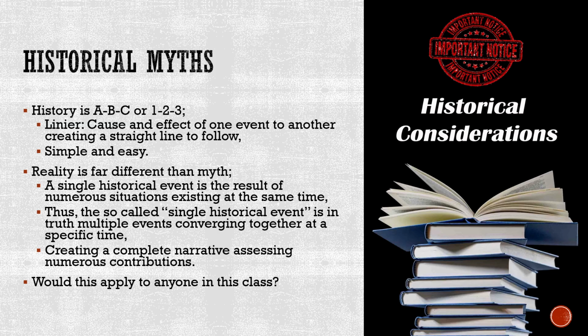A single historical event is the result of numerous situations existing at the same time. As such, the so-called single historical event is, in truth, multiple events that converge together at a specific time, creating a complete narrative assessing numerous contributions. And this, I would ask you to apply to yourself. When you get into a car accident, is it just that you got into the car, drove to point A, and then along the way you got hit? Or do you have to account for what happened with the individual that hit you, the road conditions? We tend to want to oversimplify history, but that's impossible because we're dealing with people, and people are anything but simple.